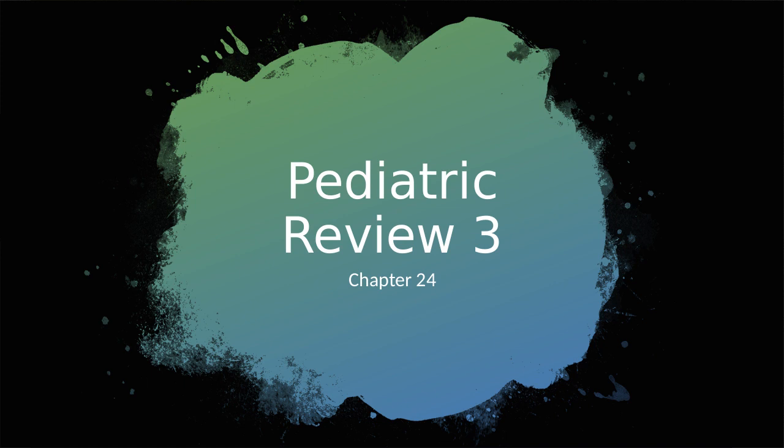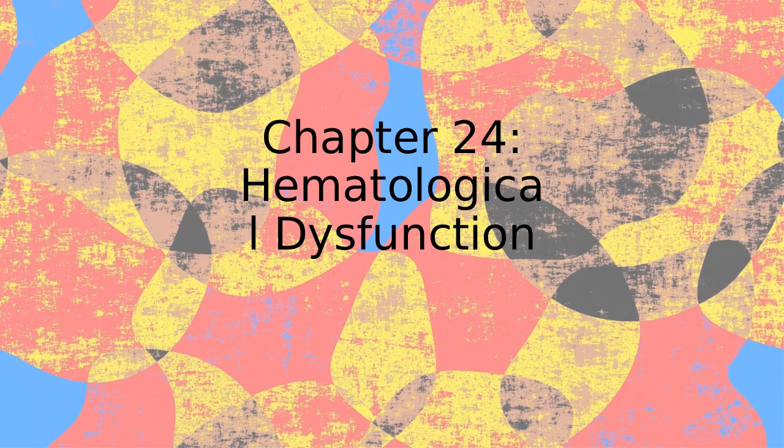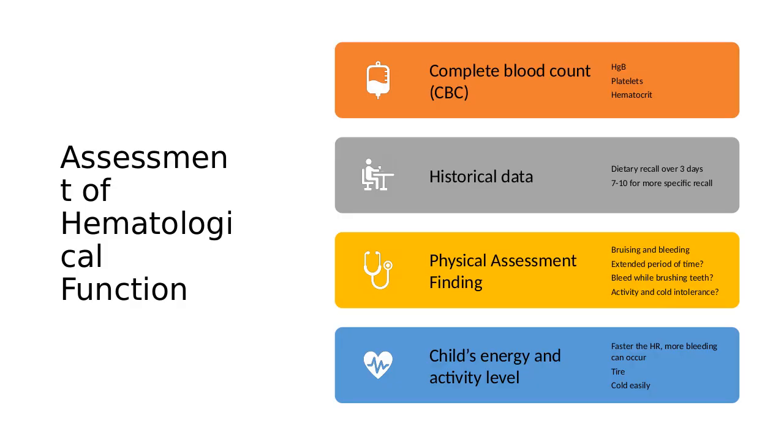Awesome. Okay, so I just have a quick little review for chapter 24, which is the hematological diseases. So chapter 24 is hematological dysfunction. So, assessment of hematological function. There are many ways that we can assess if everything is the way it should be. The first one is going to be a complete blood count, or a CBC.